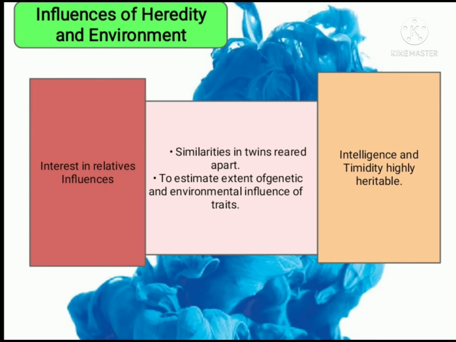So now let us move on to the influences of heredity and environment. Heredity and environment: the interest is in relatives' influences. It is also in the similarities of twins reared apart. It is to estimate the extent of genetic and environmental influence on traits, and intelligence and timidity are highly heritable.